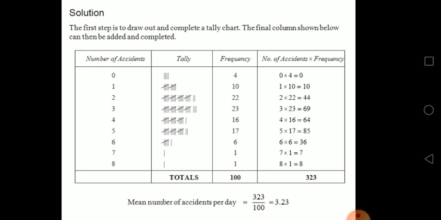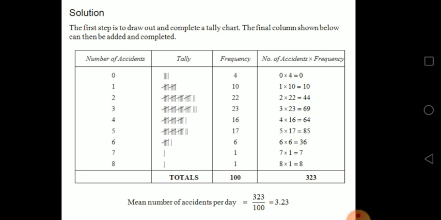Of course, 0 occurring 4 times multiplied by 4 gives us 0. 1 multiplied by 10, as you can see. So we get the corresponding summation here. At the end of it, you need to sum up your number of accidents multiplied by frequency, and that will give us a total of 323, which represents summation x.